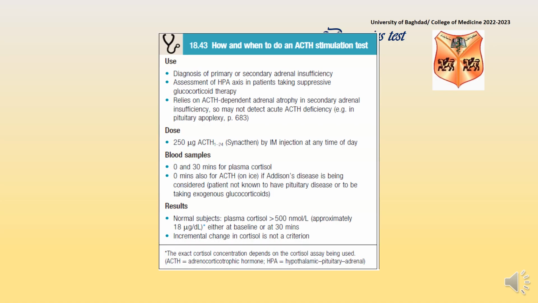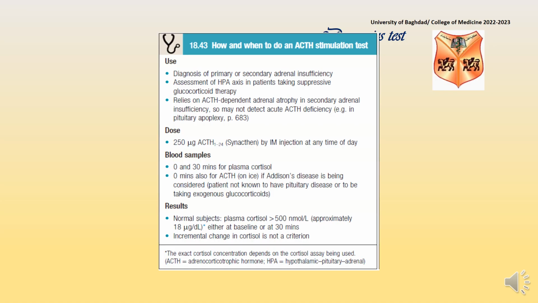Dose of synacthen: 250 microgram ACTH or tetracosactide by deep IM injection or IV at any time of the day. Blood samples taken at 0 and 30 minutes for plasma cortisol, and at 0 minutes also for ACTH if Addison disease is being considered. Patients are not known to have pituitary disease or to be taking exogenous cortisol.